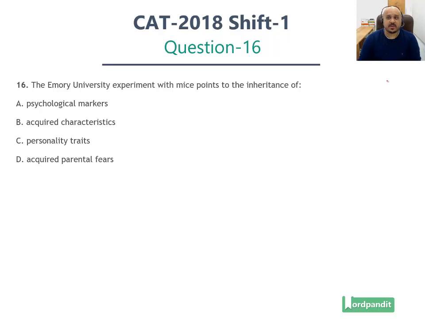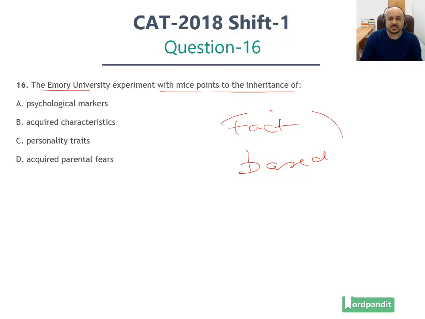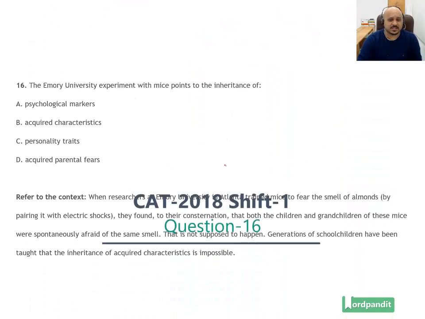Now, what do we have here in this particular video? What does this question specifically ask? The question asks, the Emory University experiment with mice points to the inheritance of. This is a fact-based question. The fact is directly mentioned in the passage itself. All you need to do is go back to the lines and refer to it.